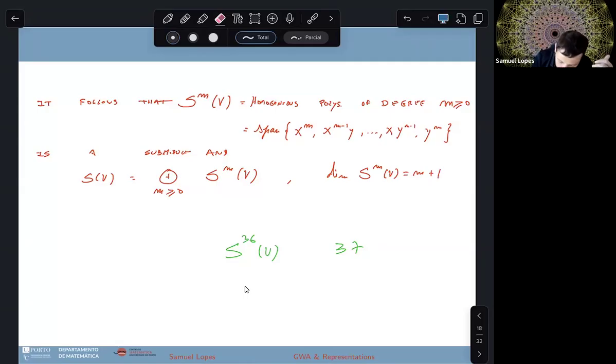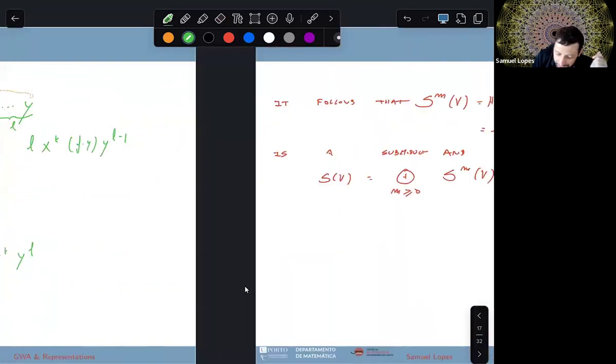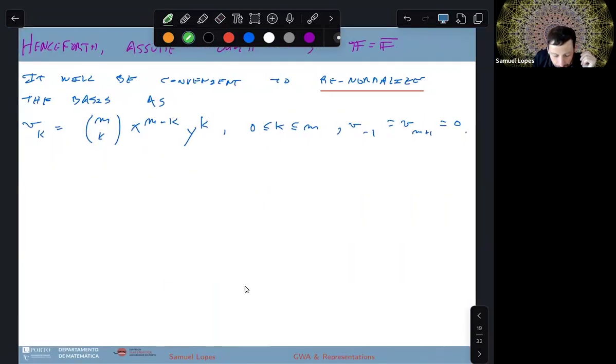Okay, so this is what I want to do. I know what the action is, it's by these differential operators, but let's be specific. And it turns out that I should probably renormalize my basis. The action is already very nice, but to make it look like what in the end the theory will tell us, I will want to renormalize the basis.